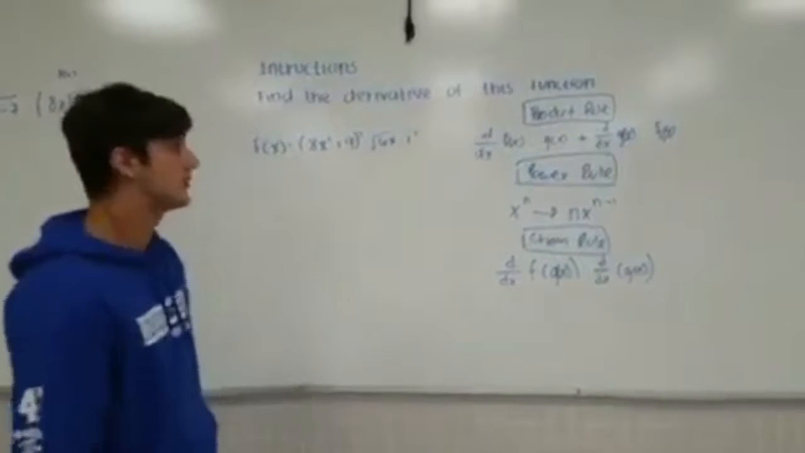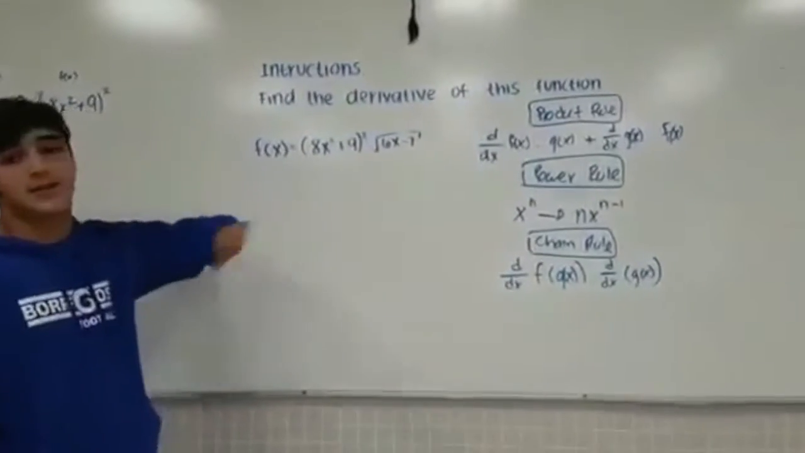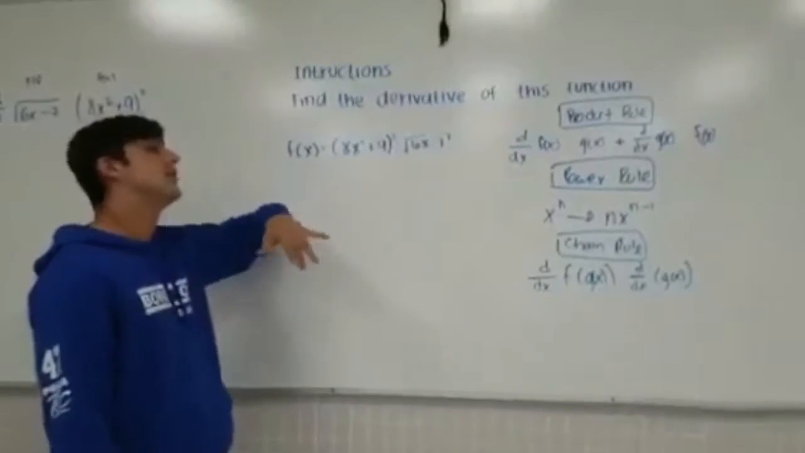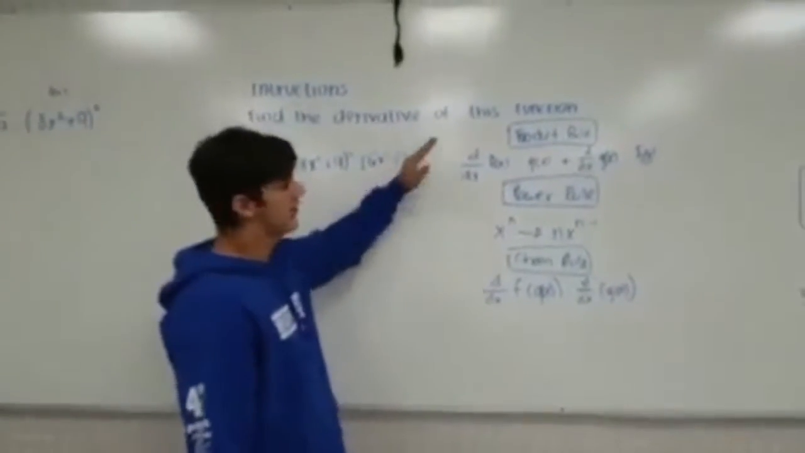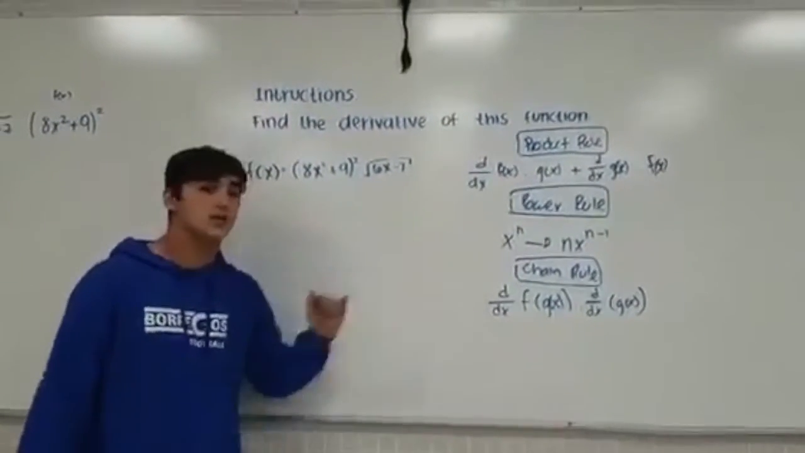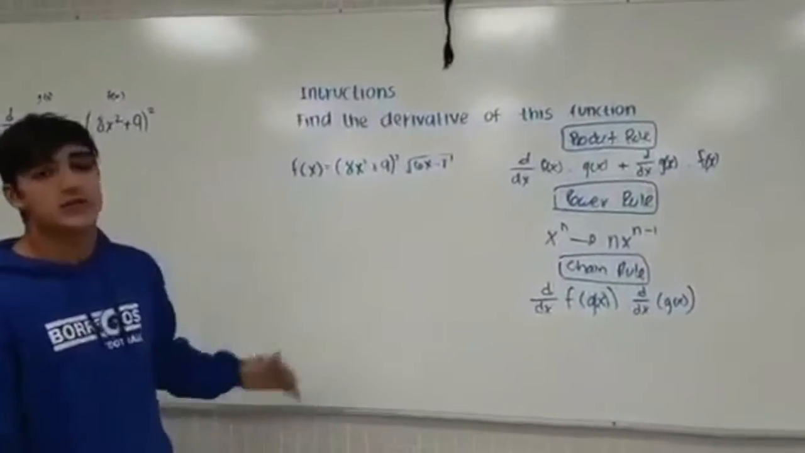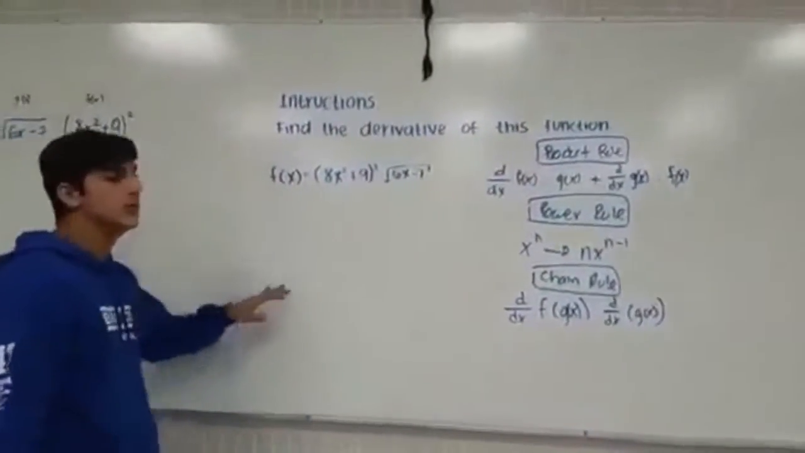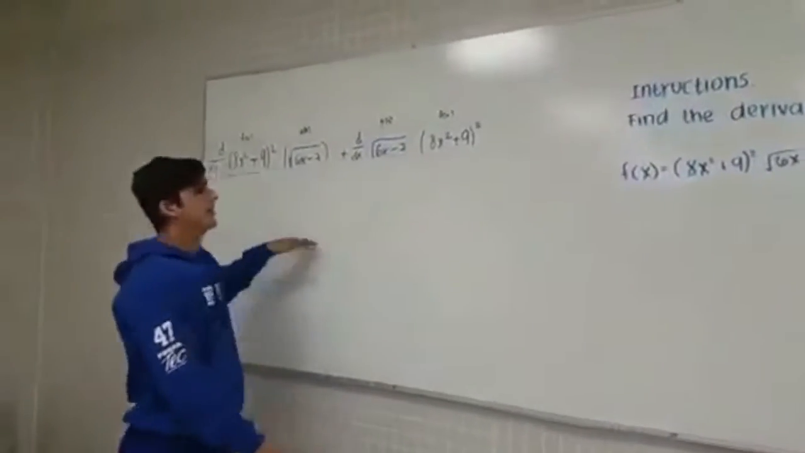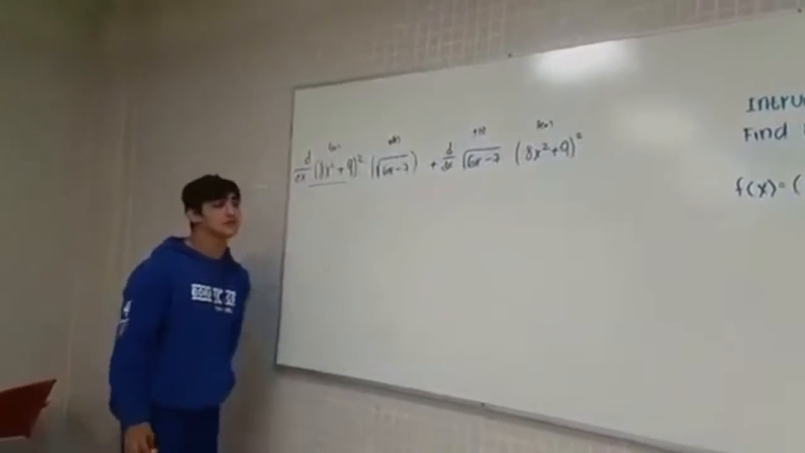And this is our collaborative work. So the instructions are to find the derivative of this function. To find the derivative of this function, we have to use product rule, power rule, and chain rule. So the first step is to put the values in the product rule. And let's come right here, and this is the product rule.